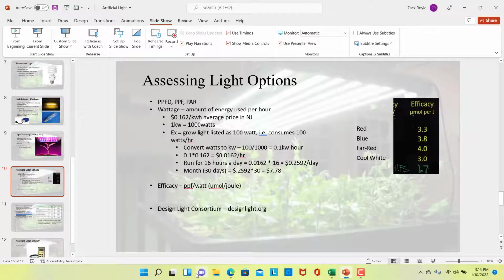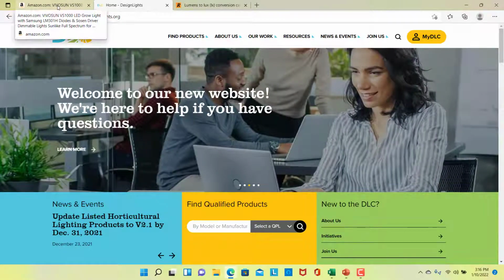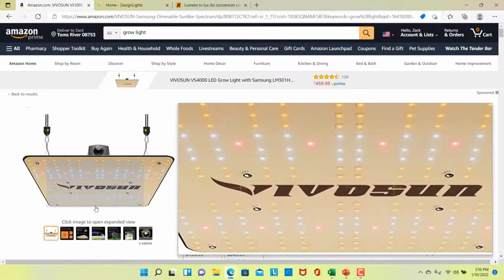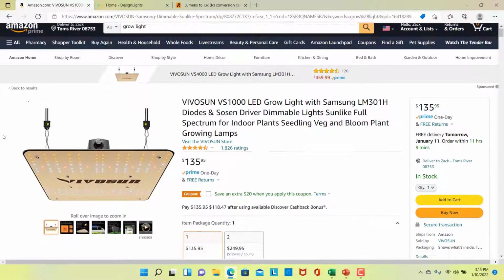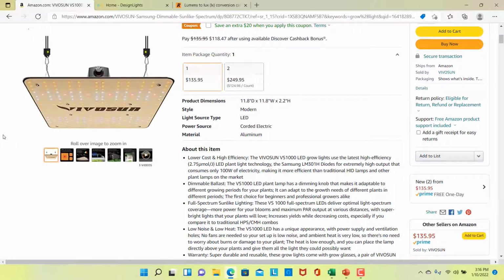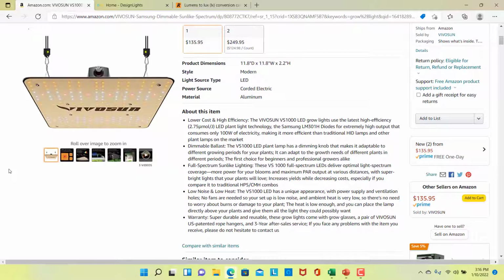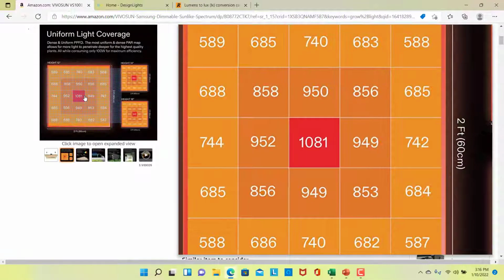So I have it pulled up already. So here's the website. It's designlights.org, and say we are looking at a potential grow light, and I just pulled a random one up on Amazon. This is a Vivosun VS1000. It's an LED grow light. Now, a lot of times they will have the information that we were looking at included, right? So again, we want to know that ppfd value, right? That's that light intensity. If you see here, this has the different ppfd values.